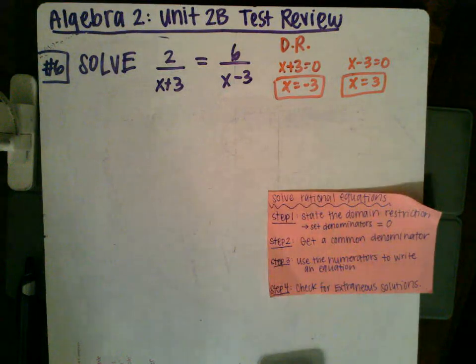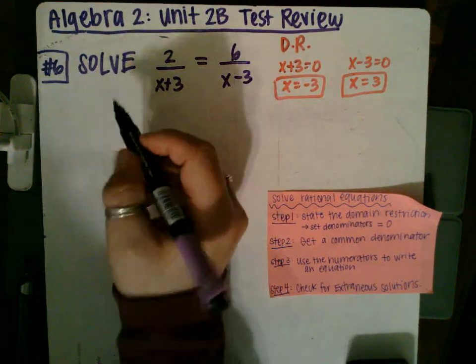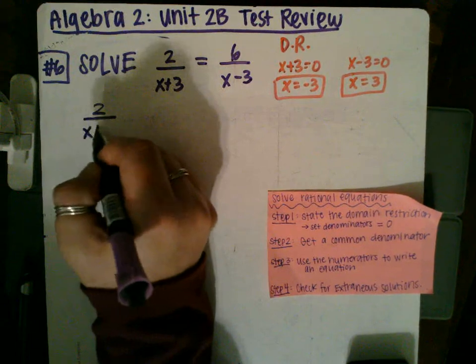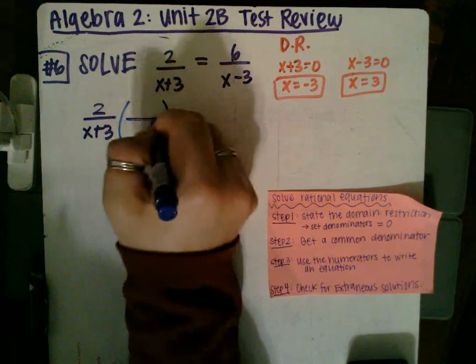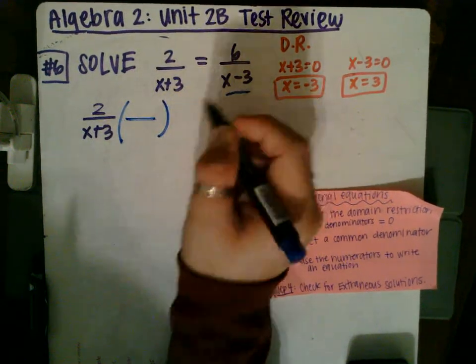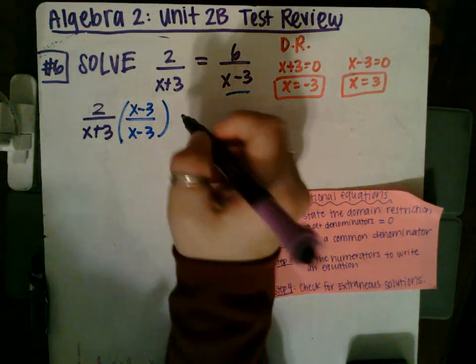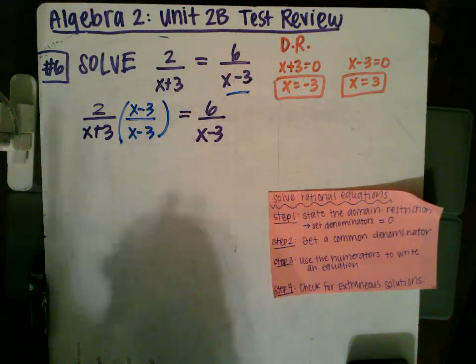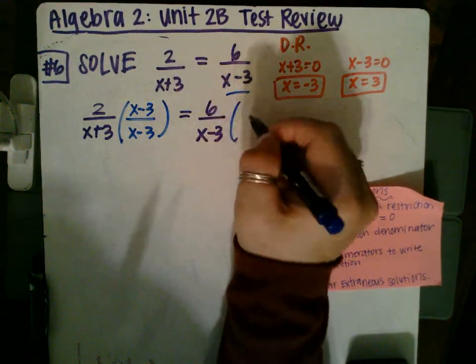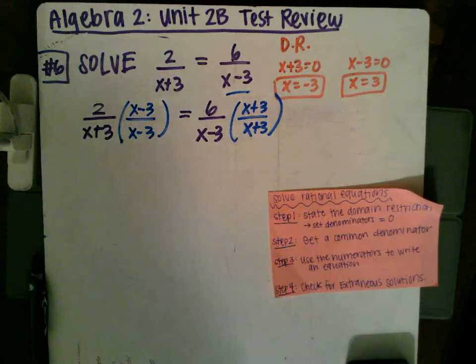So it's going to be the same as the last 2 problems. Multiply by the opposite denominators. So we're going to have 2 over x plus 3. We're going to multiply by the opposite denominator on top and bottom, which is x minus 3. Okay, so x minus 3 over x minus 3. This is still equal to 6 over x minus 3 times now the opposite denominator is x plus 3 over x plus 3, because that's technically multiplying by 1.